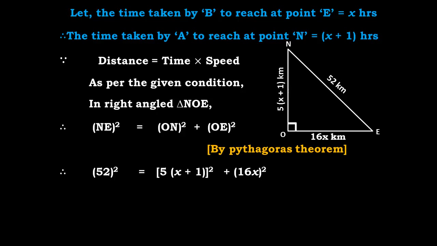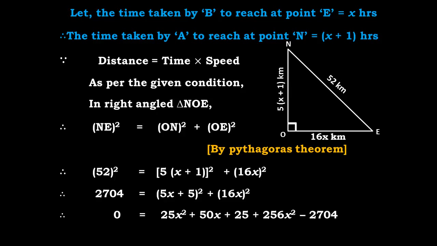Now we can solve this bracket. 52 square is 2704. 5 into x plus 1 is 5x plus 5, the whole square, plus 16x square, that is 25x square plus 50x plus 25 plus 256x square minus 2704. So we have 281x square plus 50x minus 2676 is equal to 0.